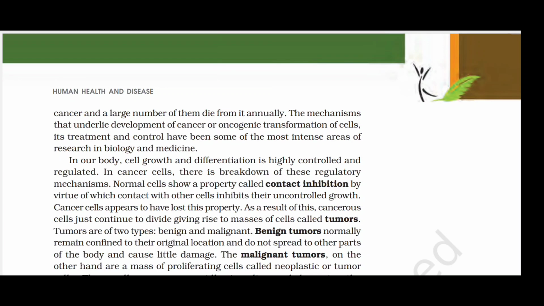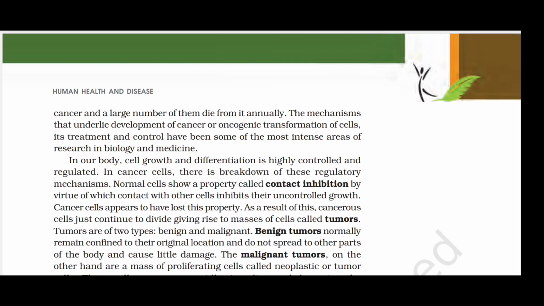In our body, cell growth and differentiation is highly controlled and regulated. In cancer cells, there is breakdown of these regulatory mechanisms. Normal cells show a property called contact inhibition, by virtue of which contact with other cells inhibits their uncontrolled growth. Cancer cells appear to have lost this property. As a result of this, cancerous cells just continue to divide, giving rise to masses of cells called tumors.